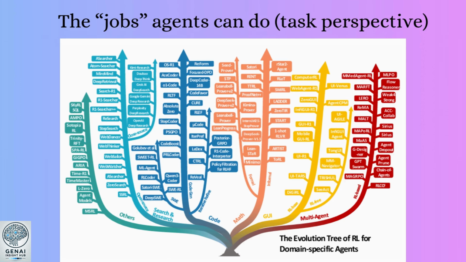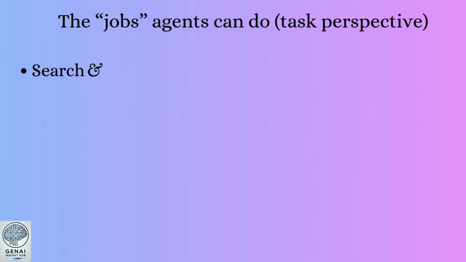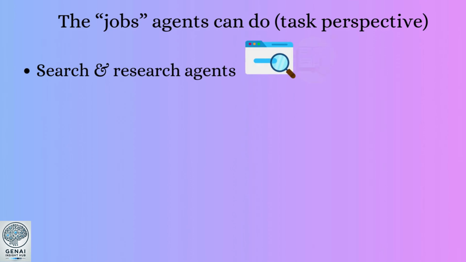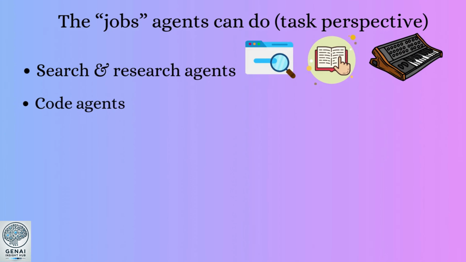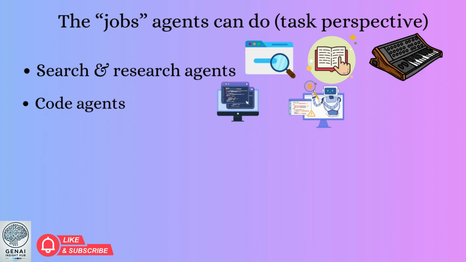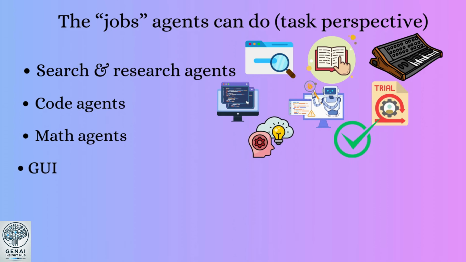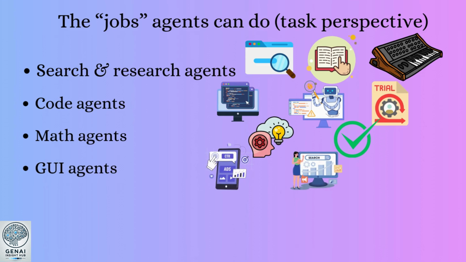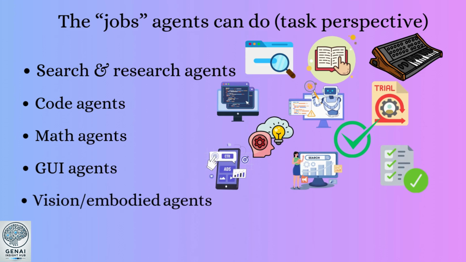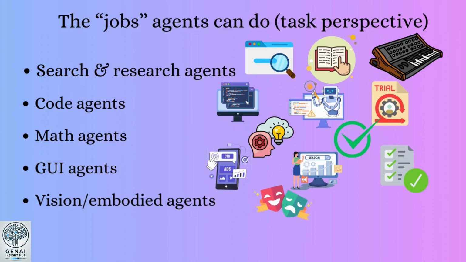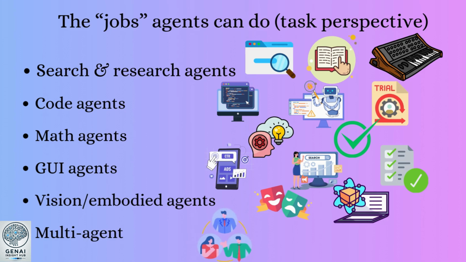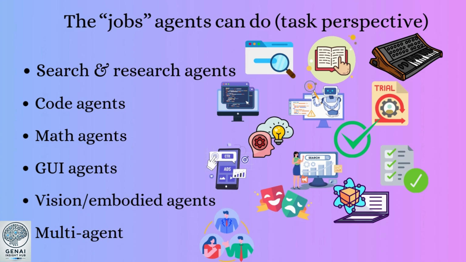Think different levels in the adventure game. Search and research agents learn to browse, read, and synthesize. Code agents write, run, and fix programs over many trials. Math agents reason formally and check themselves. GUI agents click through apps and websites to complete tasks. Vision and embodied agents perceive and act in the physical or simulated world. Multi-agent settings coordinate teams of AI workers.